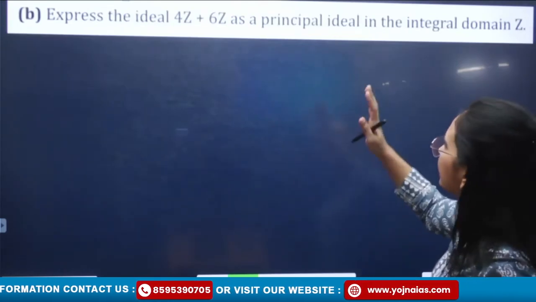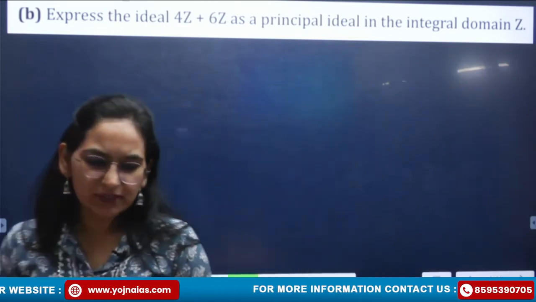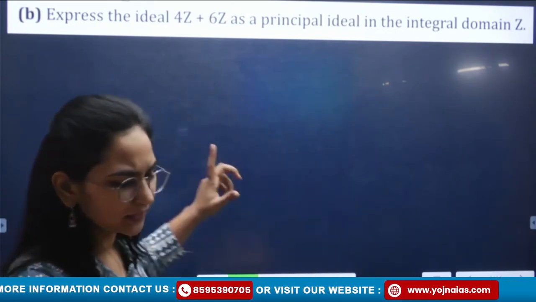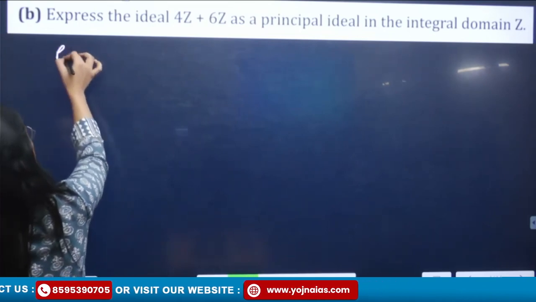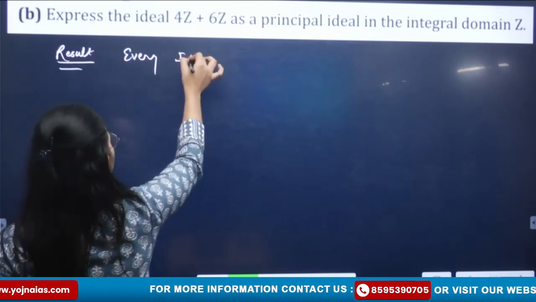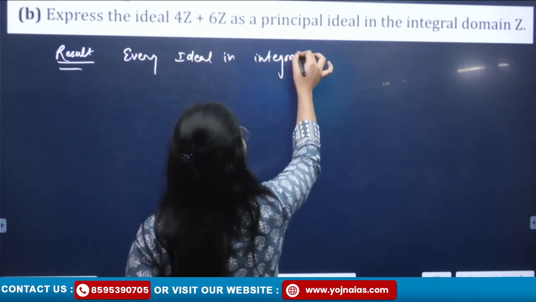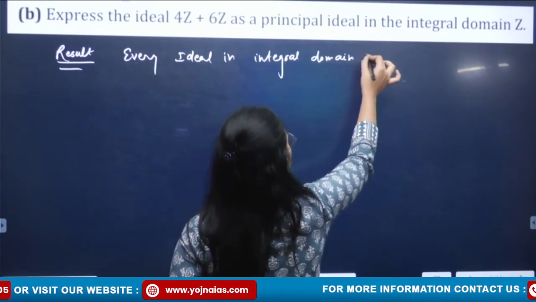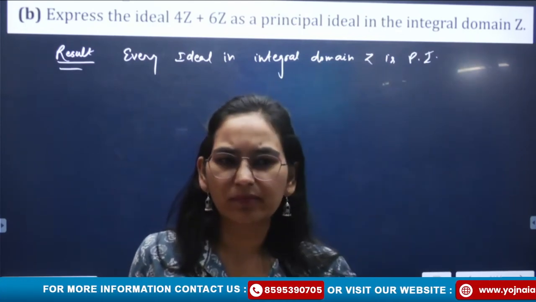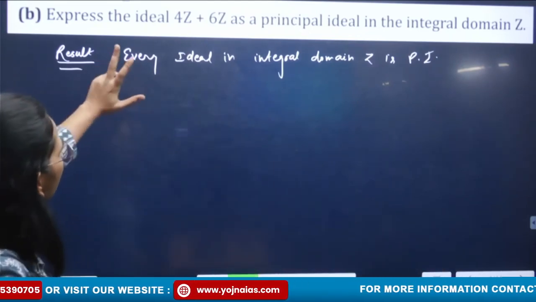Next, express this ideal as a principal ideal in the integral domain Z. How would you express it? There is one result that every ideal in the integral domain Z is a principal ideal. And what is a principal ideal? An ideal which can be generated by a single element. That is a principal ideal.